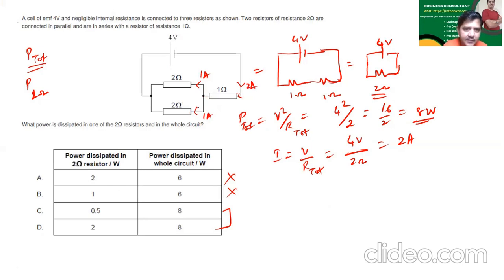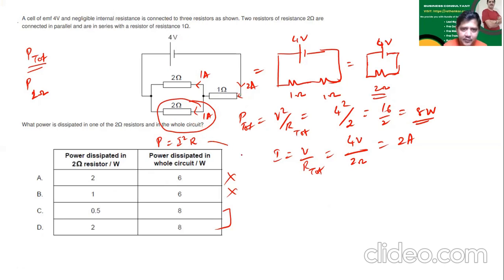So if I ask what is the power dissipated across this, what should I do? Across this one, the power dissipated should be equal to I squared multiplied by R. Which I? Is it 2 ampere or 1 ampere? It should be 1 ampere. Why not 2 ampere? The reason is the total current is not the branch current, so the branch current should be considered here.